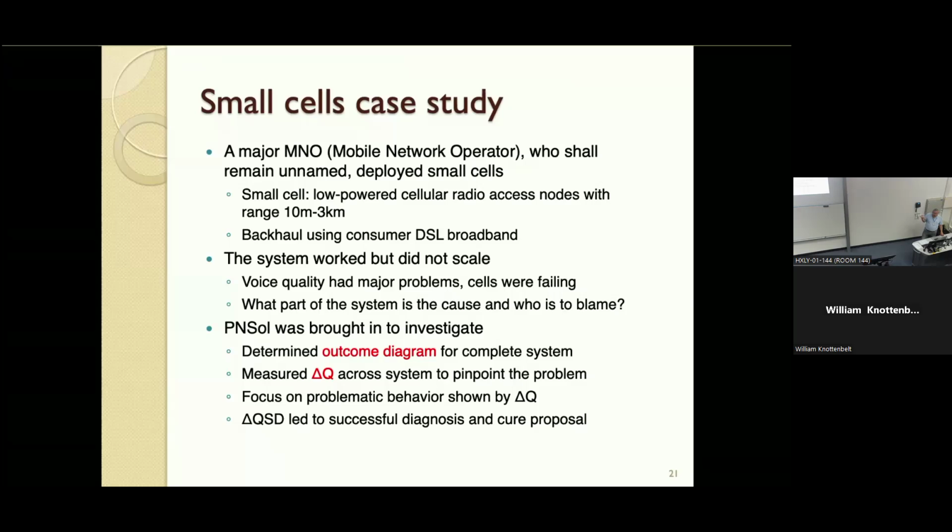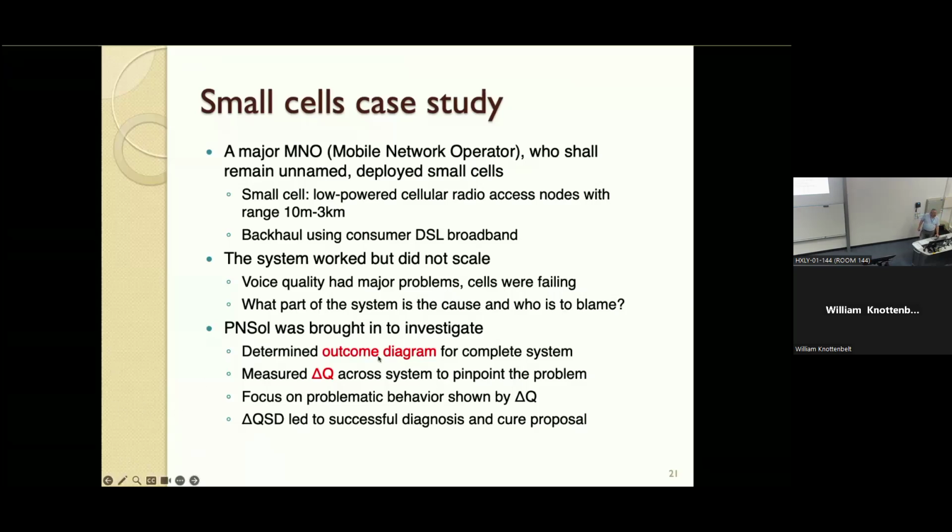So you have small cells, which are low-powered cellular radio access nodes with a small range, and then there's a backhaul using consumer DSL. This was for mobile telephony, and the system was built, but it didn't scale. So if I remember correctly, it worked up to a few hundred users, and then it started giving very bad things, service interruptions and so on. So this was, of course, panic mode for the company. So they brought in PNSol.